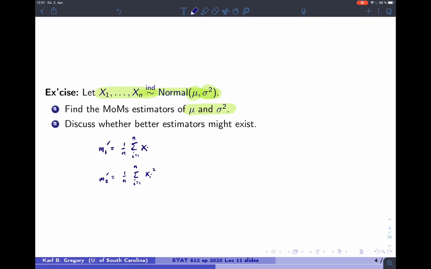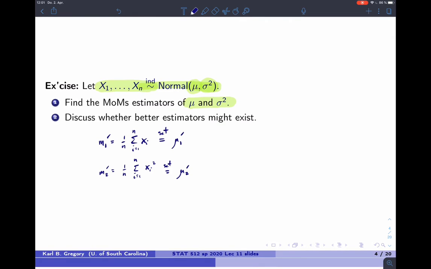So I'm going to set this equal to mu1 prime, and I'm going to set this equal to mu2 prime, where this mu1 prime is, remember, the first population moment. And that means it's like the expected value of x, where x follows this normal distribution. And so the expected value of x we know is this parameter mu.